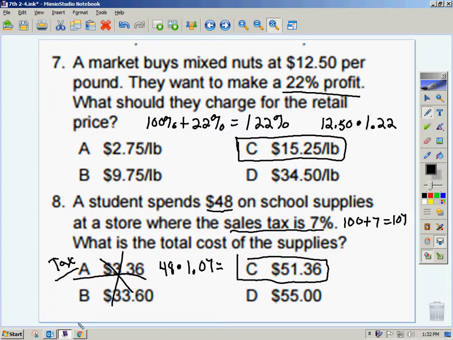A tip is a markup or down? Up. It's an addition to. Okay? Everybody good on 7 and 8? Am I good now?